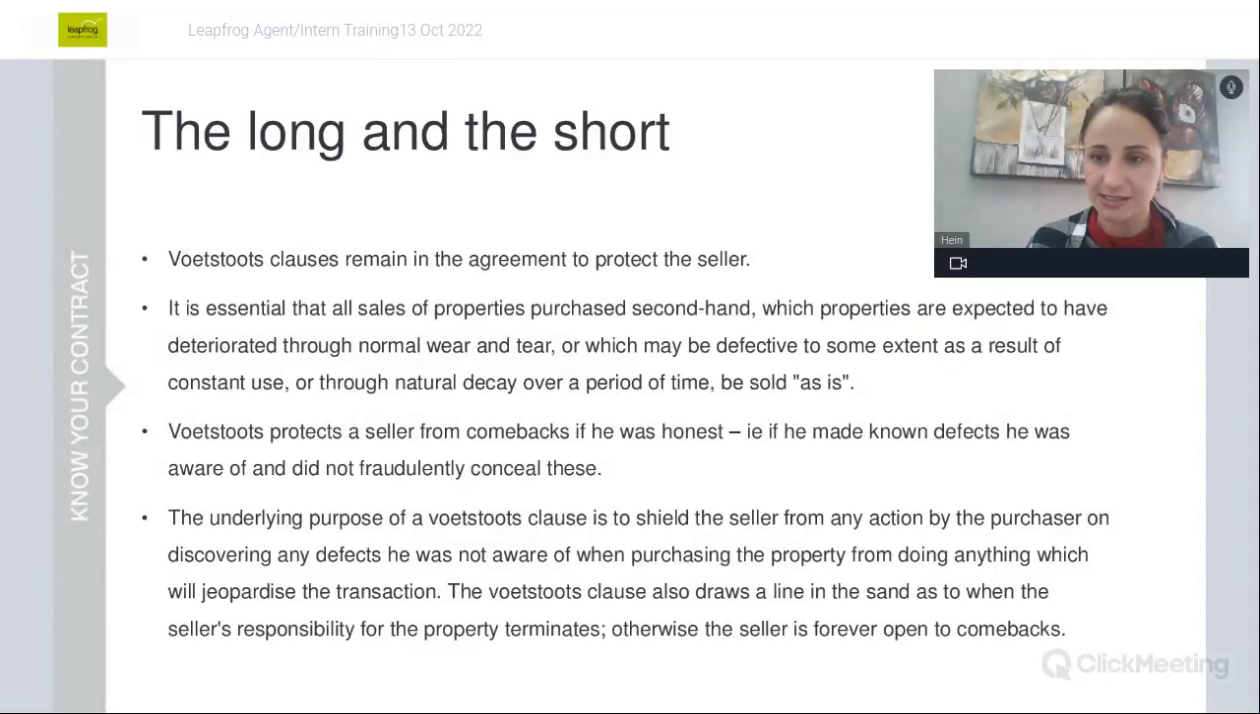But I always explain to both my buyer and the seller that the Voetstoots also protects your buyer, in the sense that it's almost as if what you're selling is frozen in time.